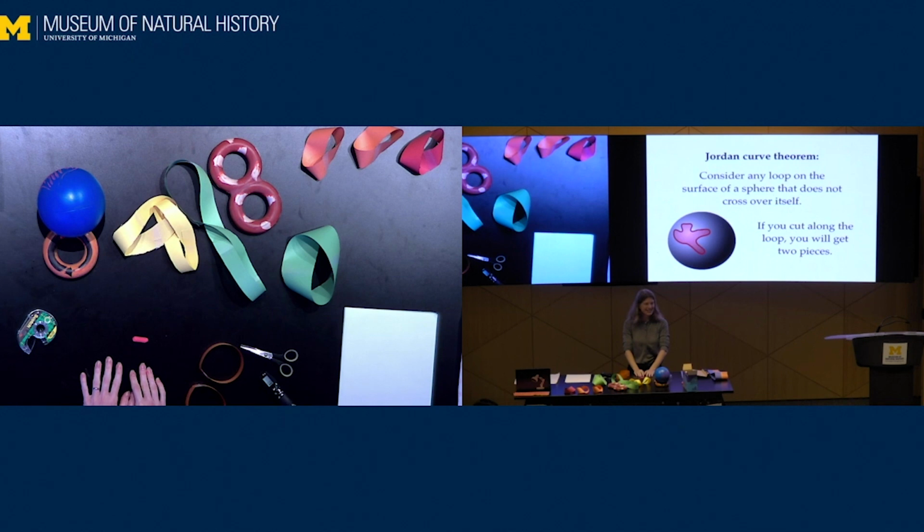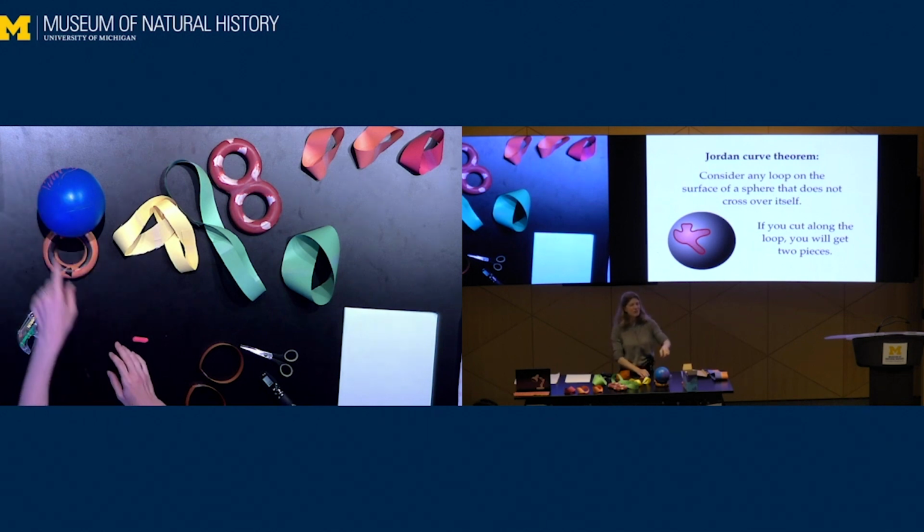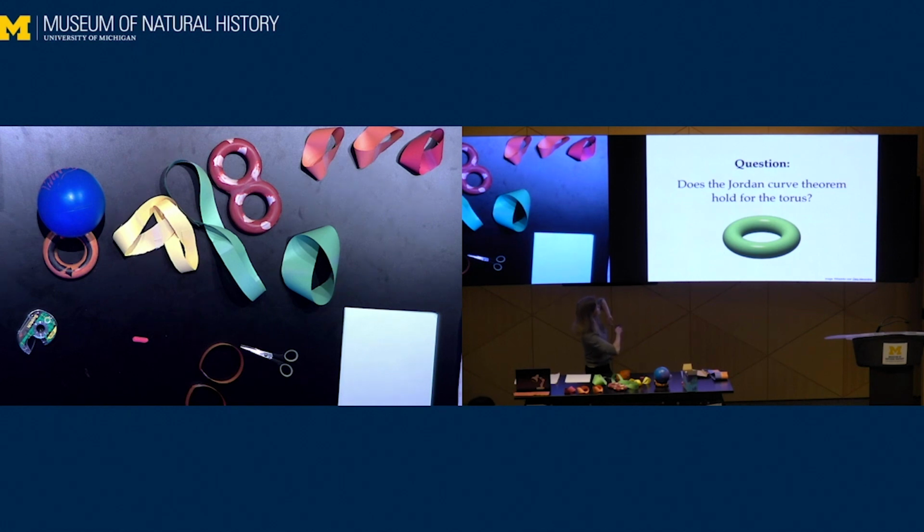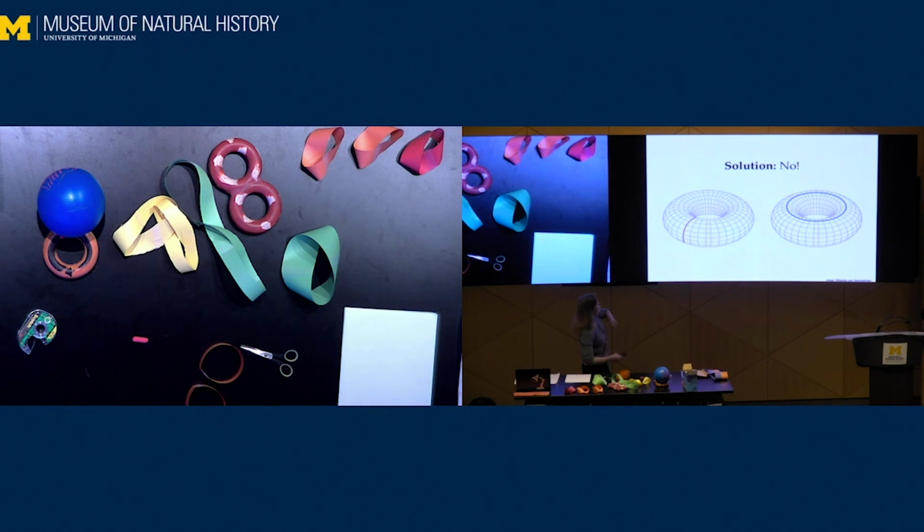Any ideas? I see one over there. Show me that loop that you were just pointing to. Perfect. Yeah, that's right. That's a loop I would call, I think that's a meridian. No, that's the longitudinal loop. I get those words confused. Anyways, you're absolutely right. So here is the question: does the Jordan curve theorem hold for the torus? And the answer is no.